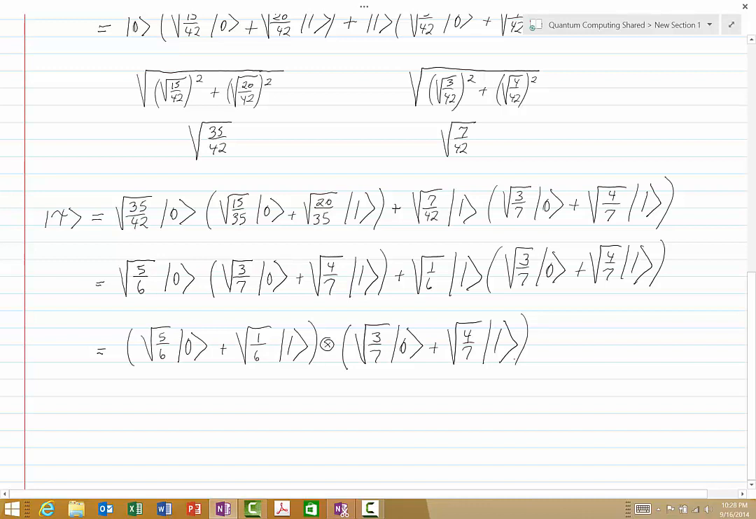What do we conclude from the fact that psi can be written in this way? Well, the fact that psi can be written in this way shows that psi is unentangled.